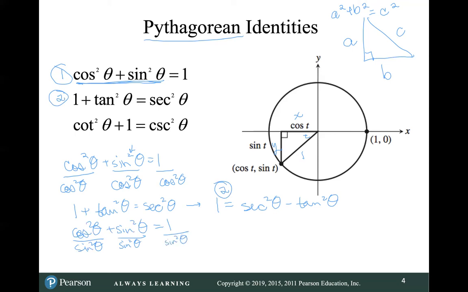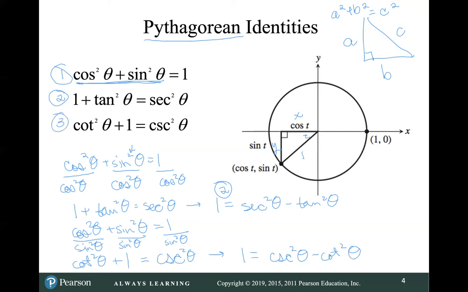Cosine squared divided by sine squared is cotangent squared theta. Sine squared divided by sine squared again is 1. 1 divided by sine squared is cosecant squared theta. So again, if we want to write this in another format, we can solve for 1. 1 equals cosecant squared theta minus cotangent squared theta.